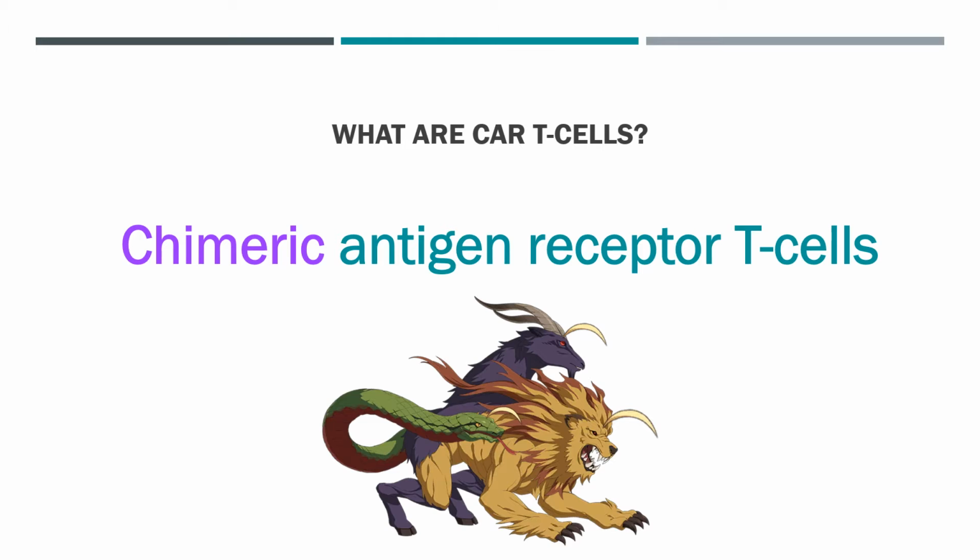So the first part, chimeric, you can really think of it as the mythological creature known as a chimera. And typically we see that in media presented as a fusion of a snake, a lion, and a goat. In biology, when we use the word chimera, we're also typically referring to a fusion of different species.